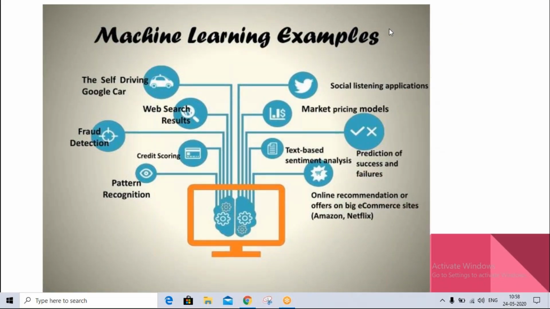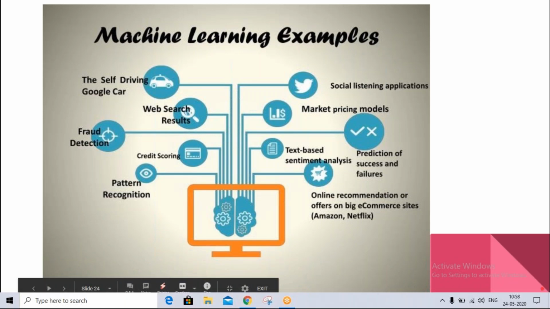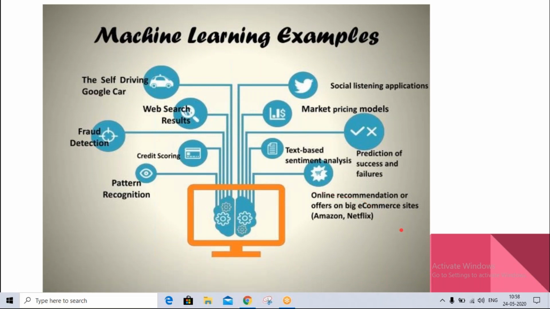Then, in case of fraud detection, maybe there is a credit card transaction. If we are working for a banking client, we want to build a model to tell whether that transaction is a fraud transaction or a genuine transaction. Then there is credit scoring, basically the credit rating. To check the credit rating, there has to be some algorithm which will do this.